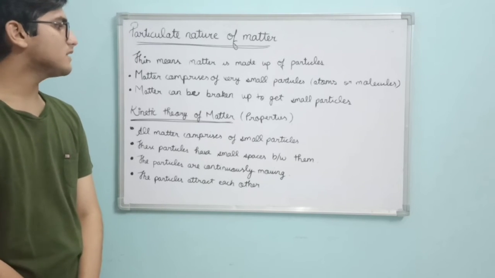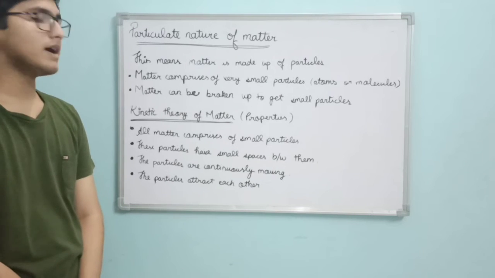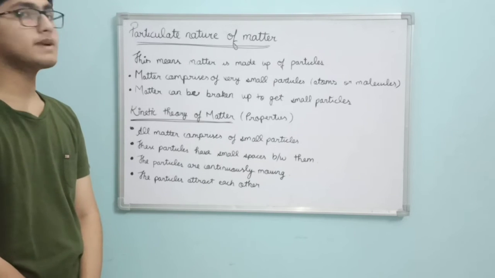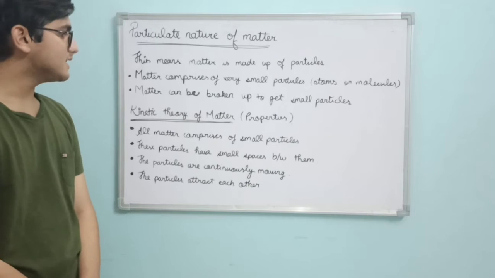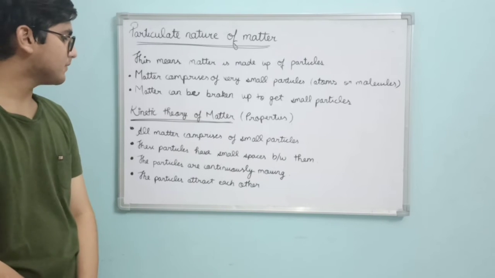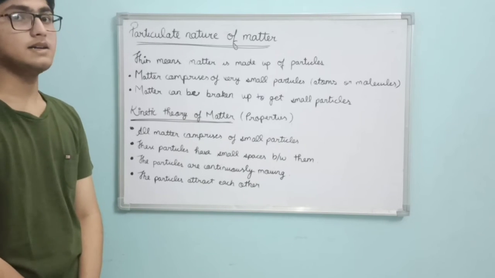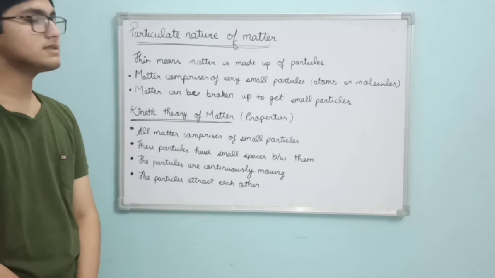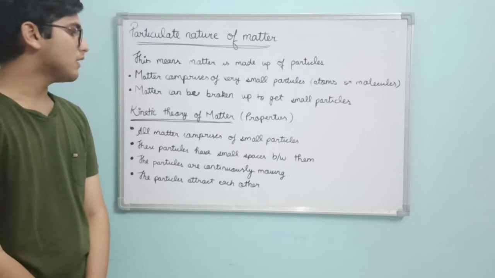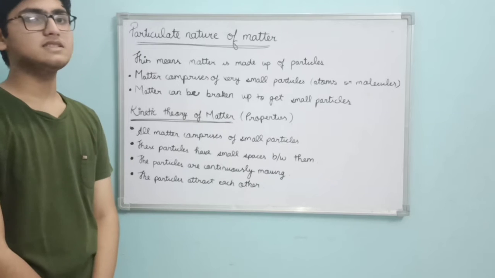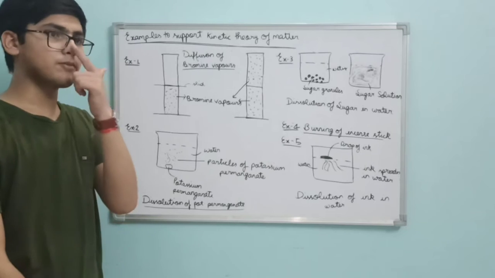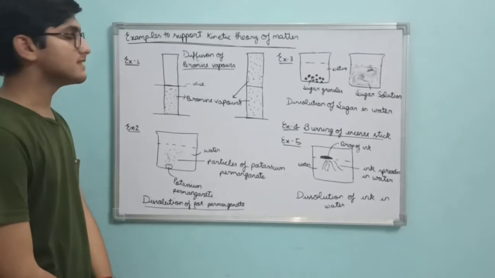Now, the kinetic theory of matter, or the properties of matter, are: all matter comprises small particles. These particles have spaces between them. These particles are continuously moving. The particles attract each other. Now, let us explain these properties one by one. Before explaining the properties, we should take a look at some examples.